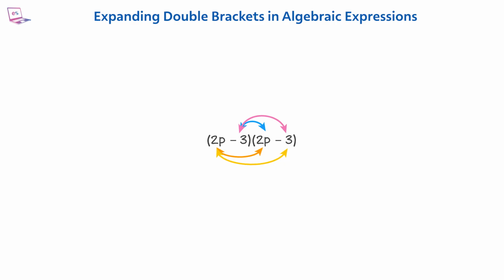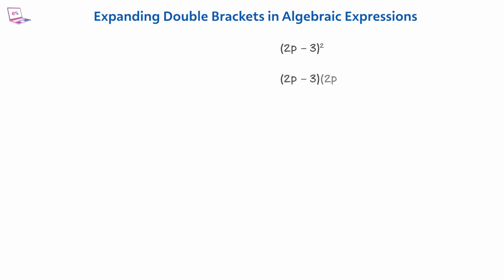Let's see an example. (2p − 3) whole squared. It can also be written as (2p − 3) times (2p − 3). The expression inside both the brackets is 2p − 3.